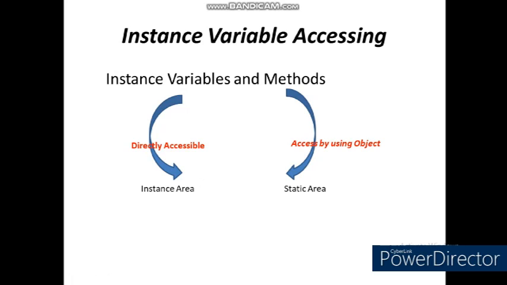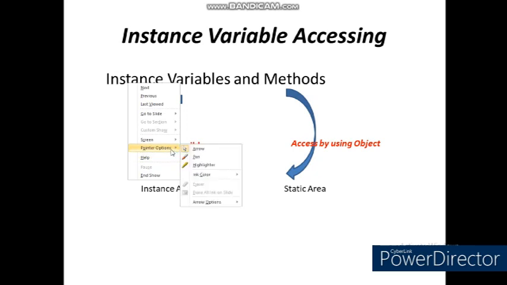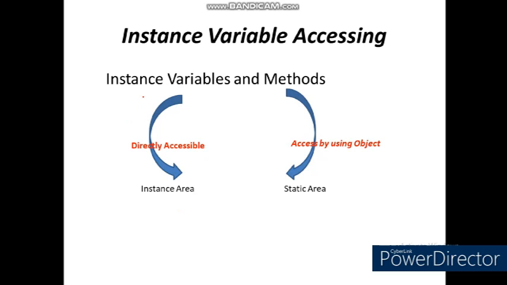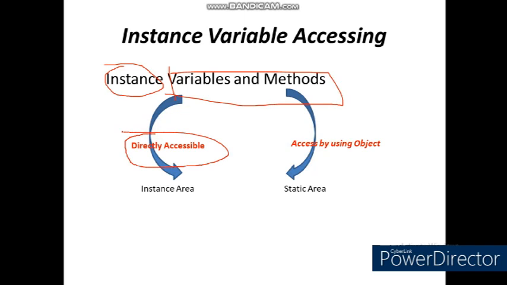So we will see the instance variable accessibility area. Okay, instance variables and methods, how is anyone going to access the instance variable? Instance variables and methods are directly accessible. Note here, directly accessible with the instance area. So we will see what we mean by instance area and what we mean by static area. I will tell you this specifically in the next few minutes.